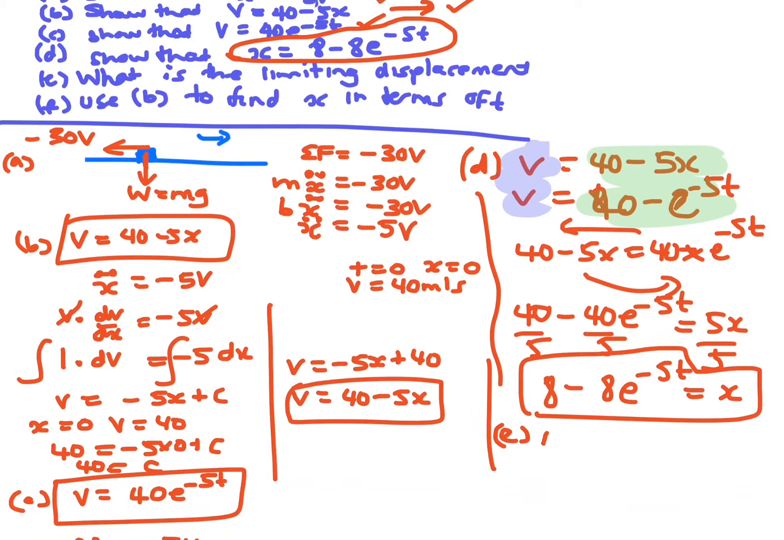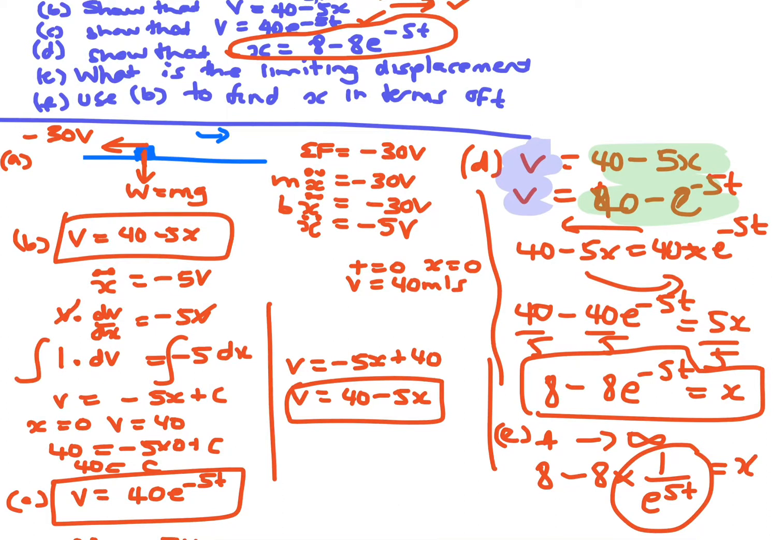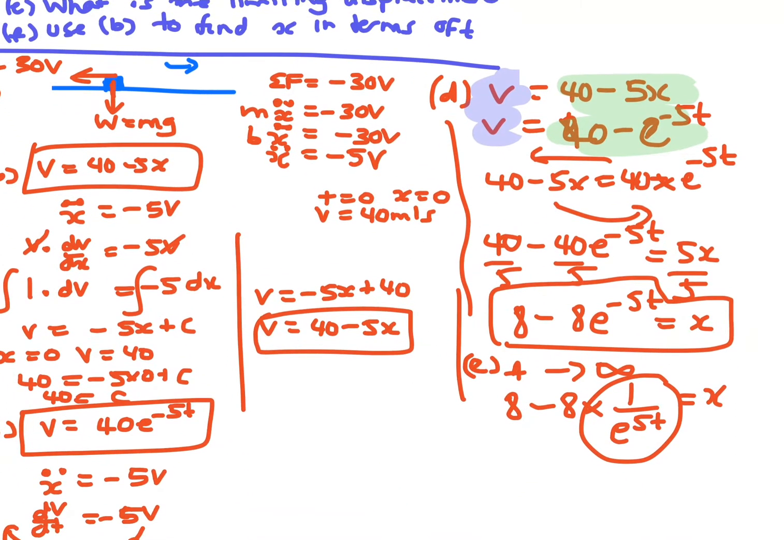So as time goes to infinity, that will give me the limiting displacement. It's 8, and this is 1 over e to the 5t. So this here, the bottom will get big, so the whole thing will approach 0. So it's 8 minus 8 times 0, which is 0, so x will just approach 8 meters. So the limiting distance is 8 meters.